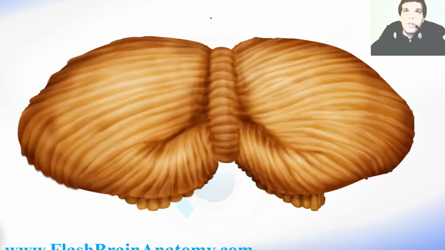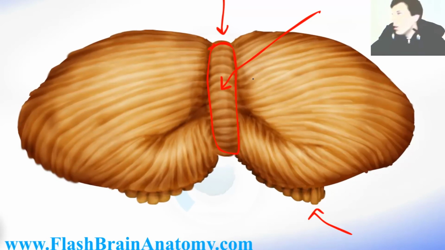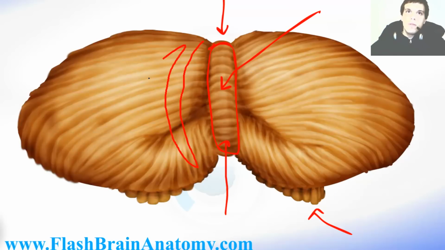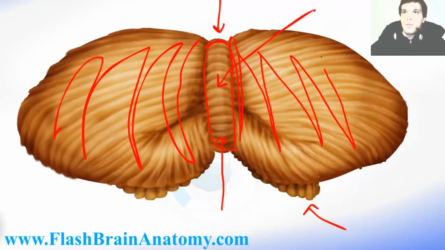Remember from the first video we talked about molecula. From this point of view, molecula is here. Molecula is just this space over here. Here are the pyramid of the vermis, and this over here, this whole thing, is vermis. This over here was the flocculus, and this part over here was the uvula. Those are the hemispheres of cerebellum. They are lateral from the vermis.